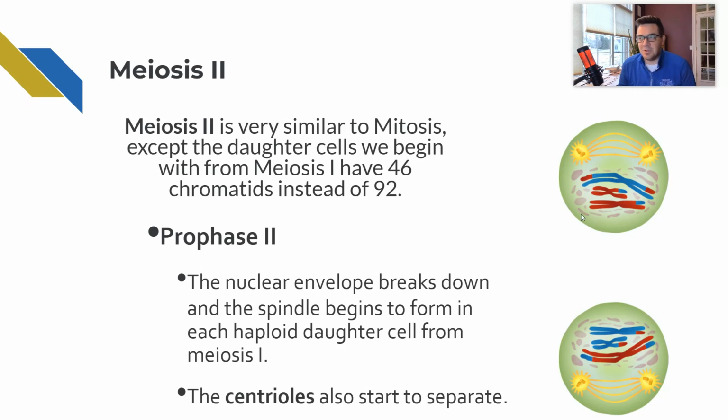So there you go. Meiosis 2 is going to look a lot like mitosis, except we're starting with a smaller number of chromosomes, right? We're going to start with only 46 chromatids in humans, for example, as opposed to 92 chromatids, which are those copies of the chromosomes. So very similar to what we see in mitosis, right? The nuclear envelope breaks down, spindle fibers begin to form, centrioles move to the poles of the cell.